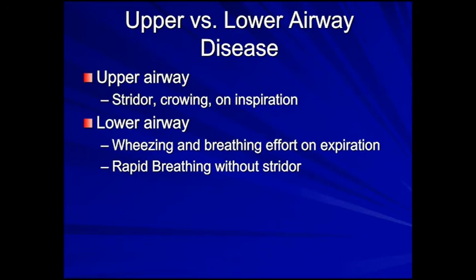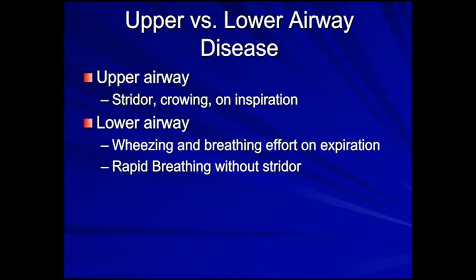Upper versus lower airway disease. Upper airway. Sometimes we can identify an upper airway obstruction or partial obstruction by stridor, some crowing, especially on inspiration. That is particularly pronounced as they try to take a deep breath and they have a lot of turbulence bringing that air through the trachea but around some sort of obstruction. Now the lower airway obstruction, that's where we can see or hear rather wheezing.